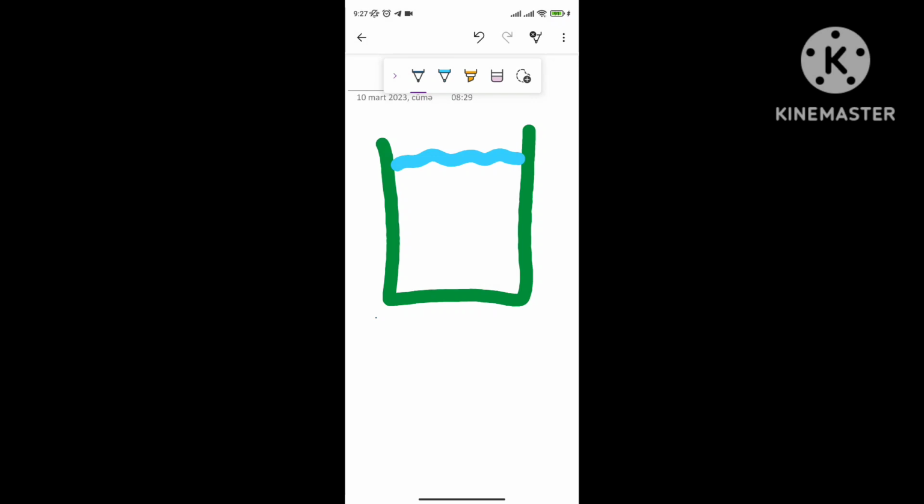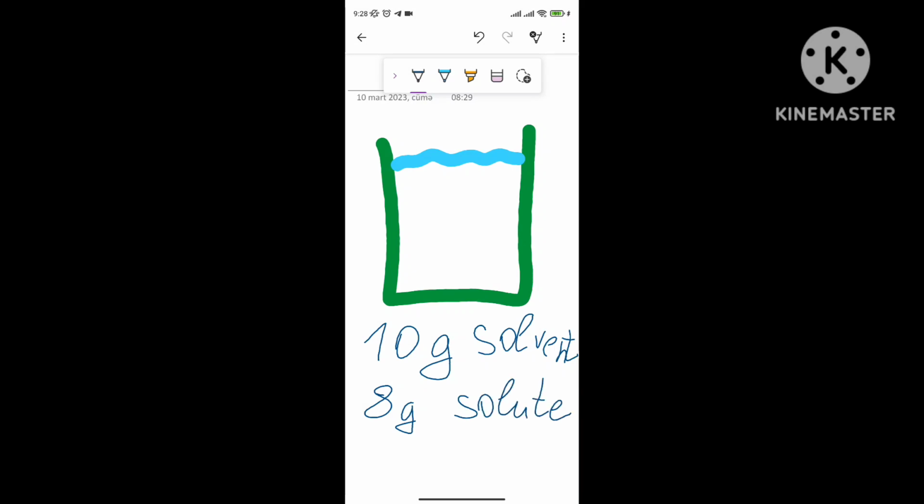Okay, so let's now take another example. Let's imagine now that we have a solution. This time let's consider it in mass, not with volume but with mass. We take 10 grams of a solvent. In the previous case we took water. Here it can be water or any solvent, any liquid. We have 10 grams of solvent. And let's imagine that the maximum amount of a solute that can be dissolved in this solvent is 8 grams. So we dissolve 8 grams of a solute in this solvent.